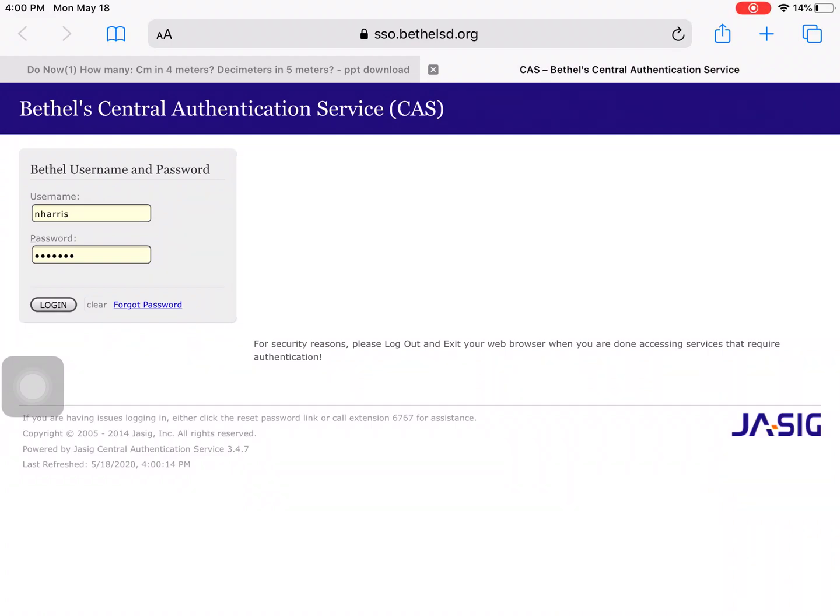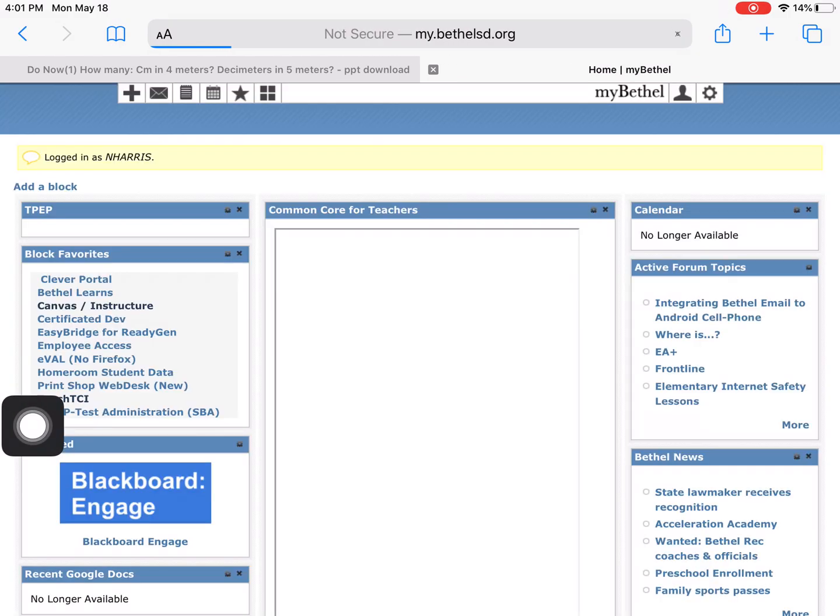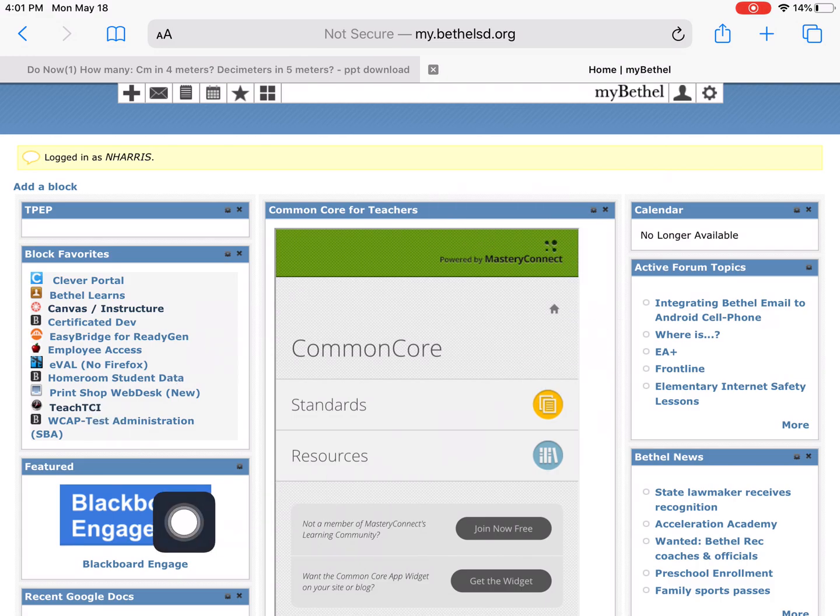Mrs. Iacano has been showing you how to get to your SBA Practice through your Canvas app. My Canvas app is not loading properly, so I'm going to show you how to do the Canvas through your My Bethel. So if you go to mybethelsd.org and click log in with your lunch number and your birthday as your password and click login. Mine looks a little different than yours.